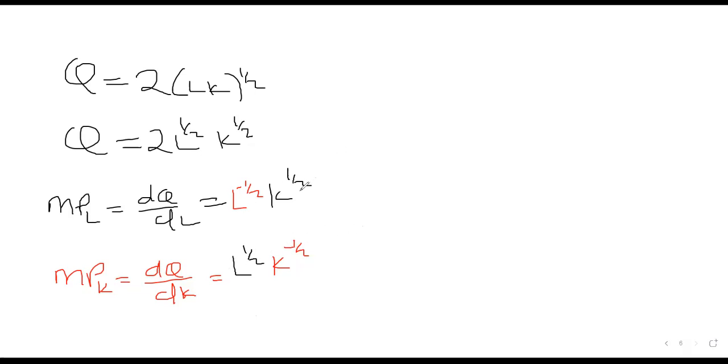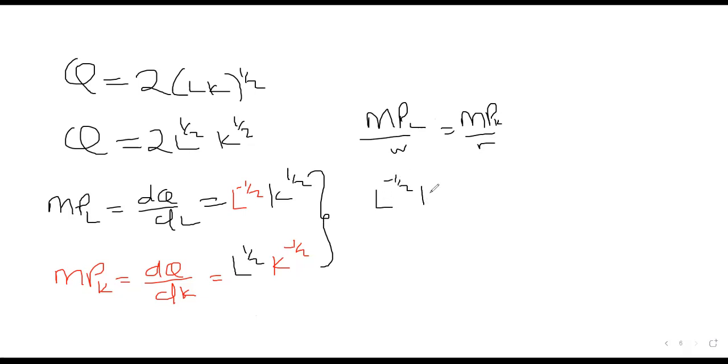So at this point, we now want to optimize. What is the optimization bundle? Marginal product of labor over the wage must be equal to marginal product of capital over the rent. So what is the marginal product of labor? It's L with a minus half, and capital has a plus half. Then what is the marginal product of capital? It is L with a plus half, capital with a minus half. Then what was our wage? And what was our rent?